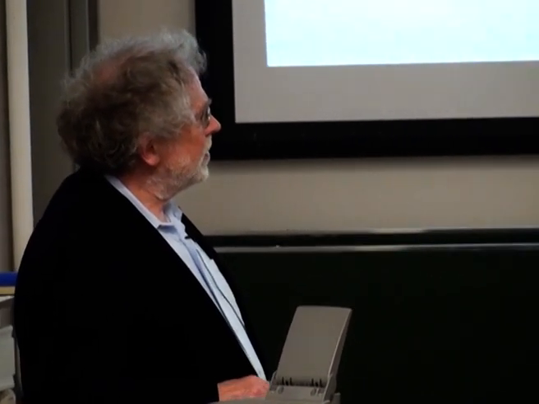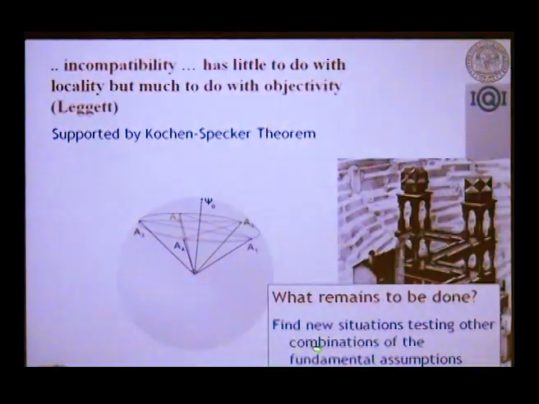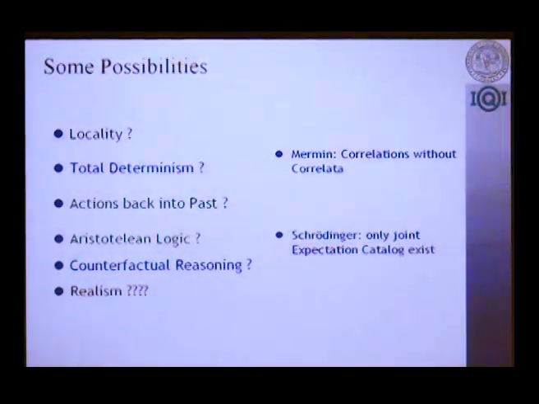What needs to be done, and now we have to ask ourselves, what can be done? We have had various experimental situations where we test different combinations of assumptions. There are many fundamental assumptions still hidden in all these experiments, and we should find new situations testing other combinations of the fundamental assumptions, like locality. Then one assumption could be total determinism.